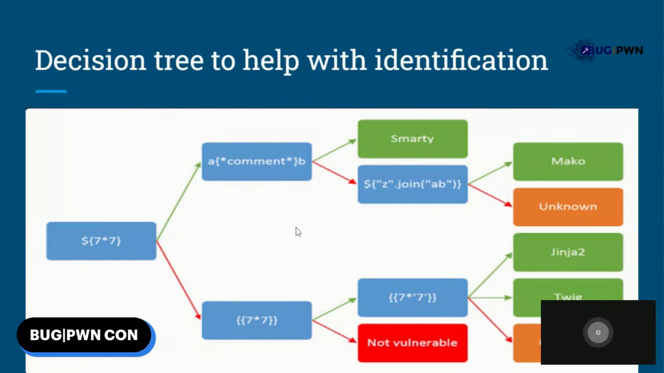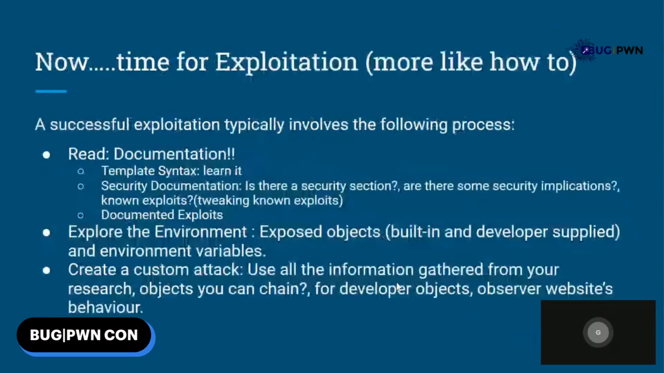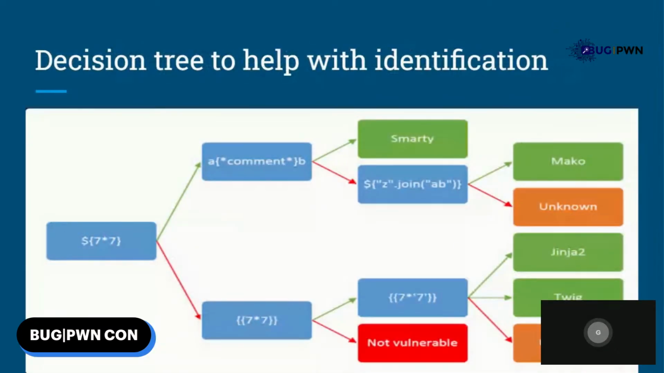So now this is a methodology, or a decision tree, to help us with the detection or identification of the template engine being used. We can use this guide to help us identify certain well-known template engines. Like I said before, Twig and Jinja will give us different outputs, but they use similar syntax.